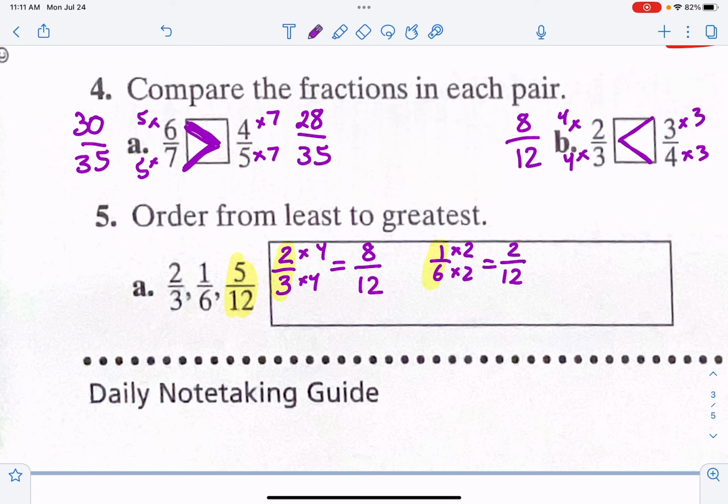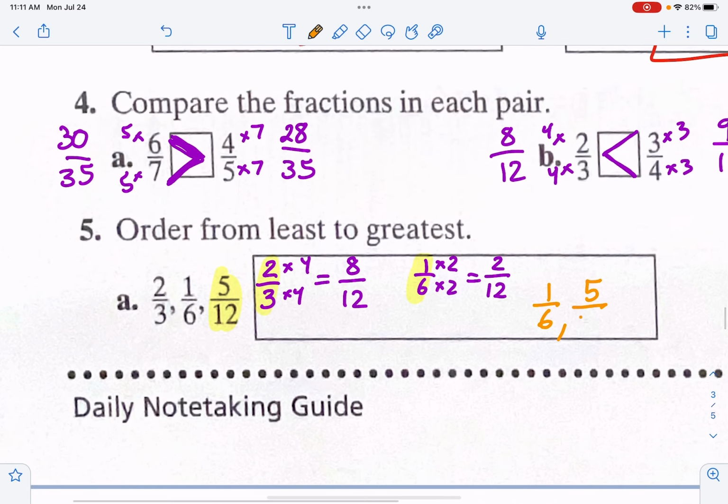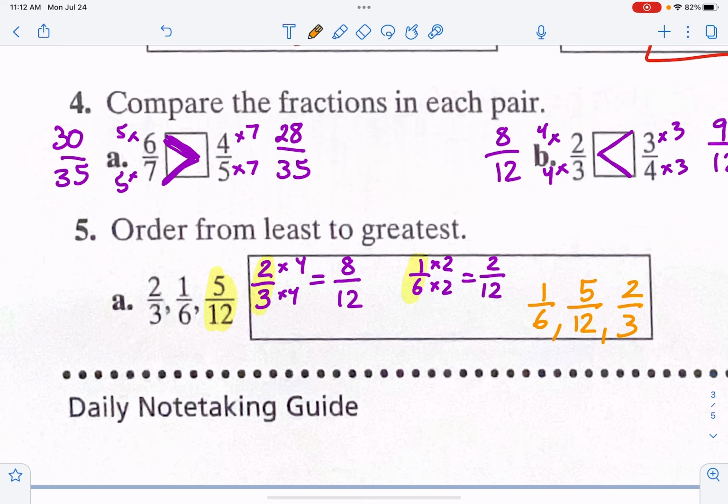2 12s, right? So the first fraction we write for our actual answer is going to be 1/6 because the 2/12 came from that 1/6. Then we're comparing 5/12 and 8/12. The next smallest one is going to be 5/12. And then our last one, the 8/12 is the biggest, so we write it as 2/3, because that is what we got 8 over 12 from. Okay, so then our final answer would be 1/6, 5/12, 2/3, because those were the original fractions, but now we've written them from smallest, middle, biggest.